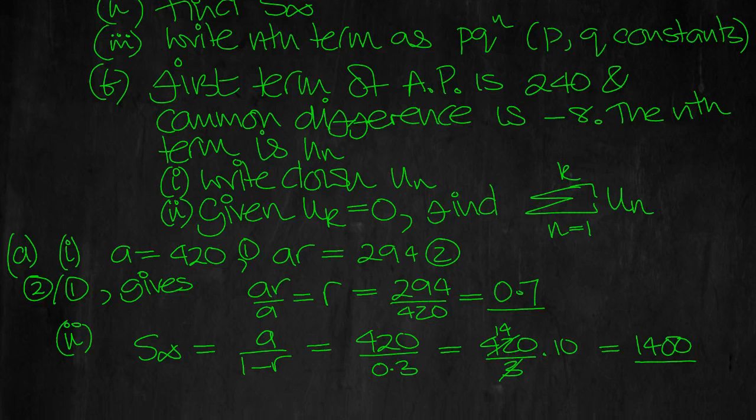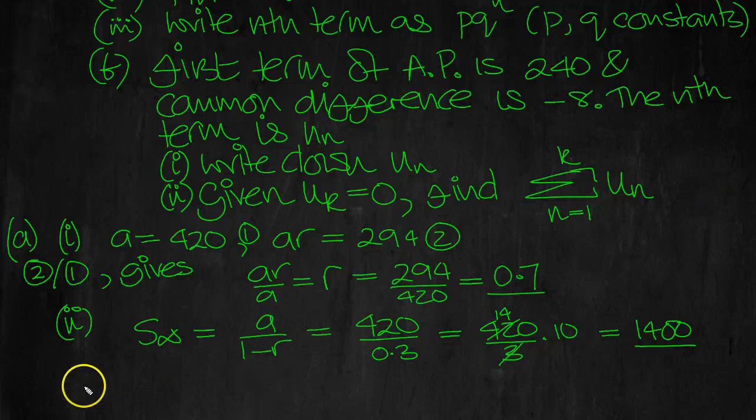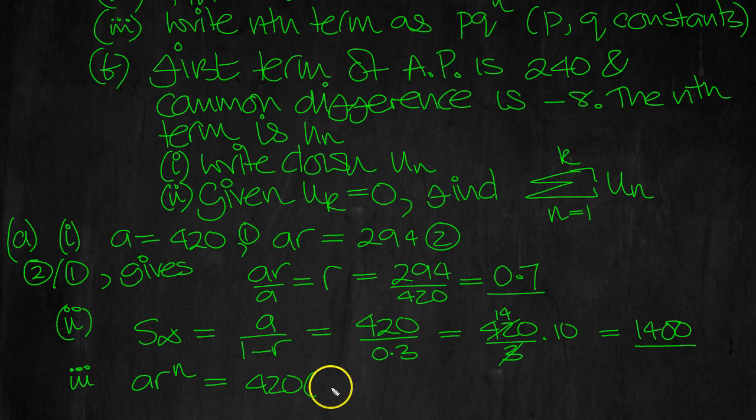Part 2, write down the nth term as pq to the power n. Okay, so part 3. So it would be ar to the n, which is equal to 420 times r, which is 0.7 to the power n. That's it there, ar to the n, pq to the n, which is done.